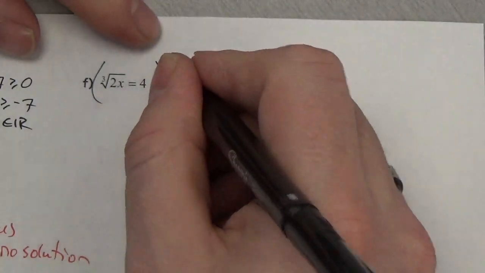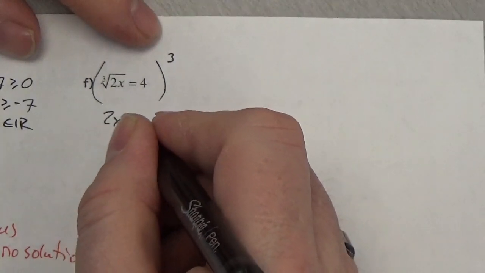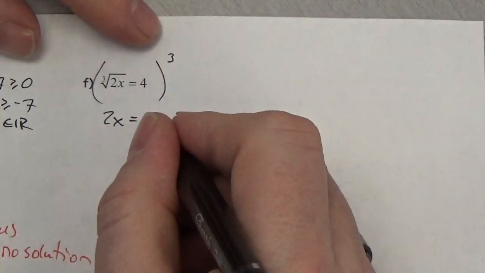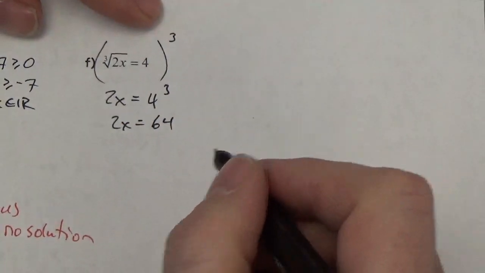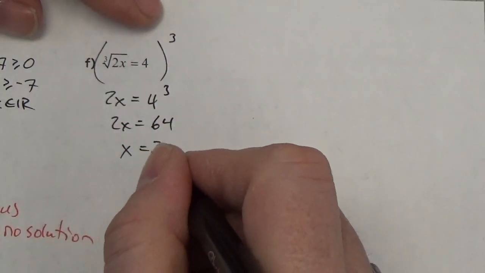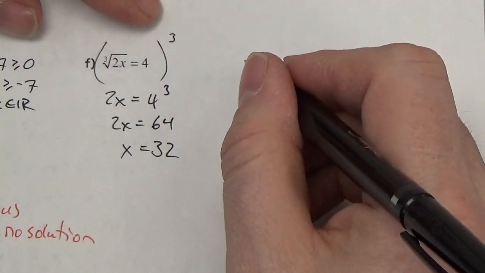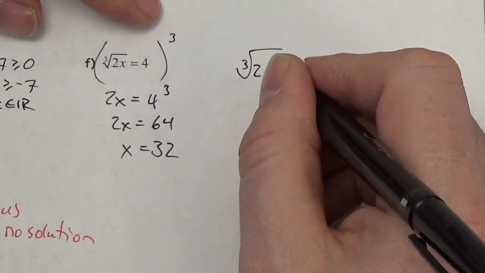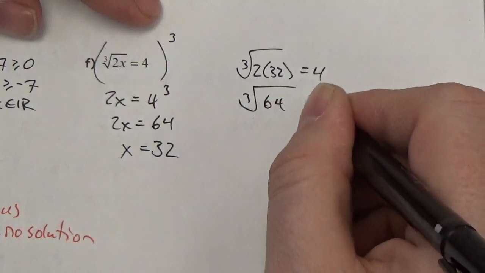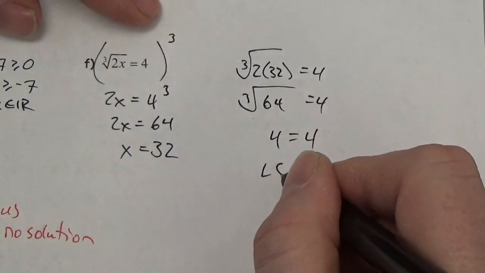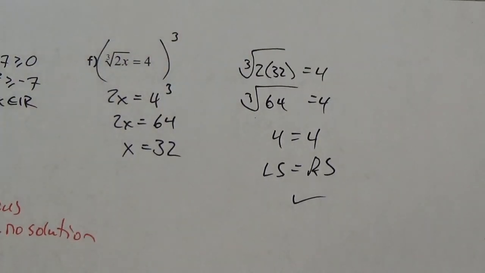And in fact, how I solve this one is I cube both sides. So if you cube the cube root, you get 2x. And then this becomes 4 cubed. Now 4 cubed is equal to 64. Divide both sides by 2 and I get x is equal to 32. So now let's double check that. Does that work? If we take the cube root of 2 times 32, does that equal 4? It's the cube root of 64. 4 equals 4. Left side does in fact equal right side. So yep, that's our solution. That's how you would handle a cube root.